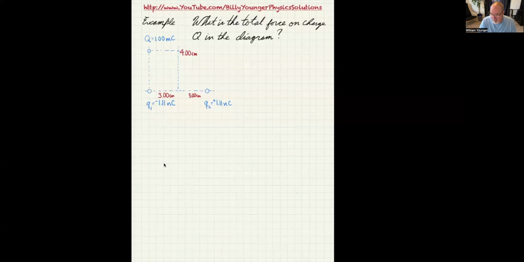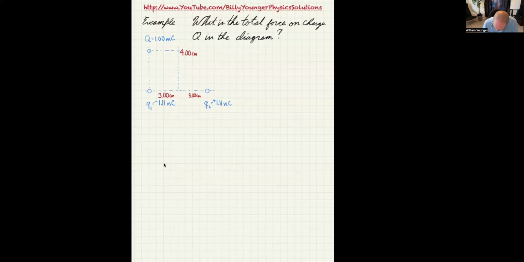And we represent it with a vector P that's equal to the magnitude of the charge, which in this case would be 1.11 times 10 to the negative 9th coulombs, times the distance between them, which in this case would be 0.006 meters, since we're converting to meters. If you multiply 0.006 times 1.11 times 10 to the negative 9, then you get the actual magnitude of the electric dipole. In this case, we have the positive charge Q up above the negative charge, and I'm asking what is the total force on the charge Q in the diagram.